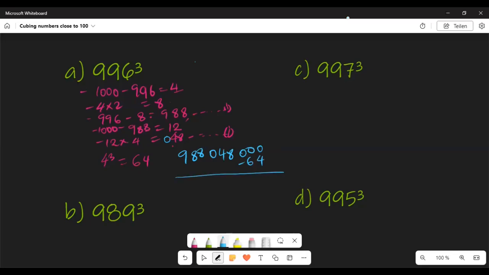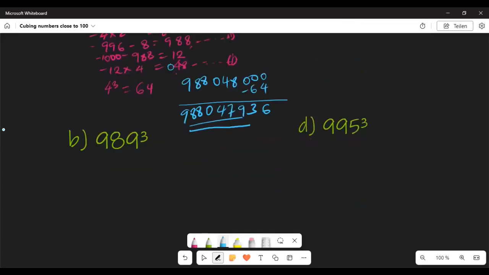Okay, so 64. So this is going to be 6, this is going to be 3. This is going to be now 9. And we're going to have 7, 4, 0. And then we have 9, 8, 8. That's our answer.